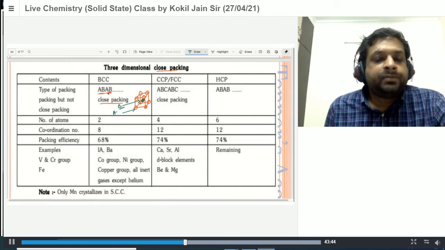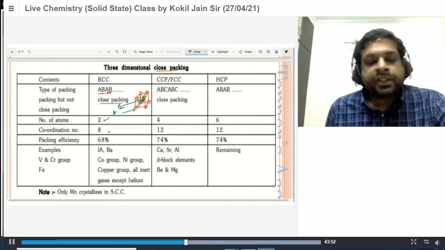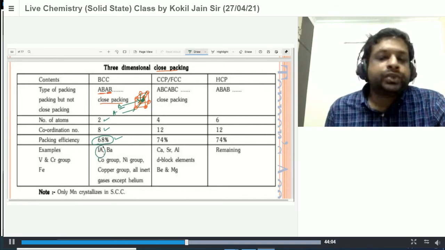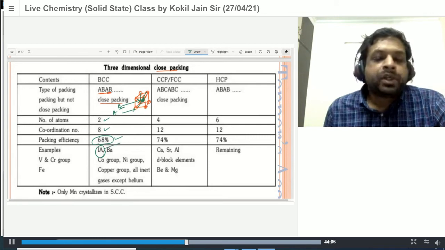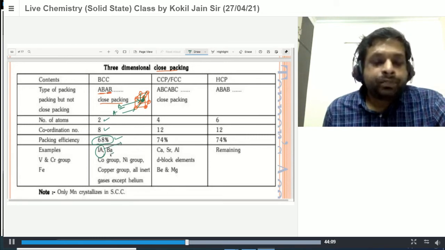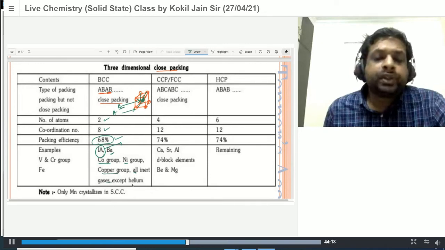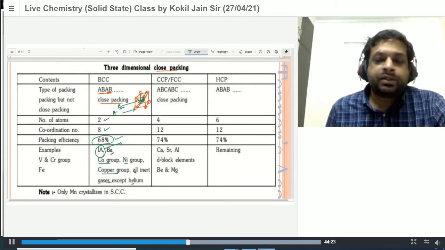Now, the number of atoms here is 2. The coordination number you can see is 8 here. The packing efficiency we calculated earlier was 68%. All first group A elements are going to show such type of packing, BCC. Apart from them, barium, cobalt group, nickel group, and copper group, and all inert gases except helium are going to show this type of lattice arrangement, BCC.